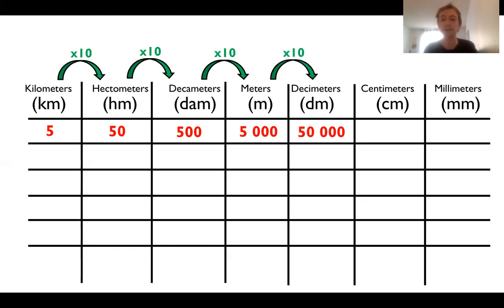Keep on going. 50,000 decimeters, 500,000 centimeters, and finally 5 million millimeters. So if you say to somebody, I'm going to walk to my friend's house, it's 5 million millimeters away, you can say that. It's a little weird, but you can say it.